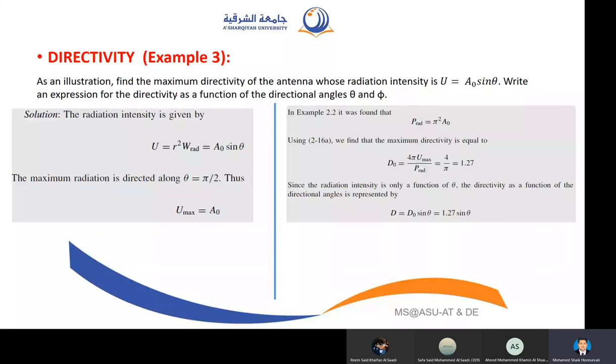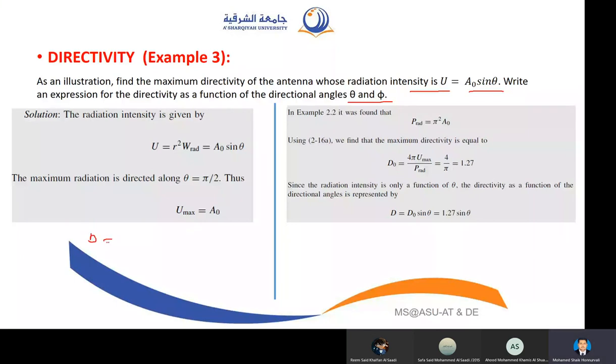As an illustration, find the maximum directivity of an antenna whose radiation intensity is given, which is equal to A naught sine theta. Write an expression for the directivity as a function of angles theta and phi. Okay, the U value is given already. We need to calculate directivity D. We know the formula for that.